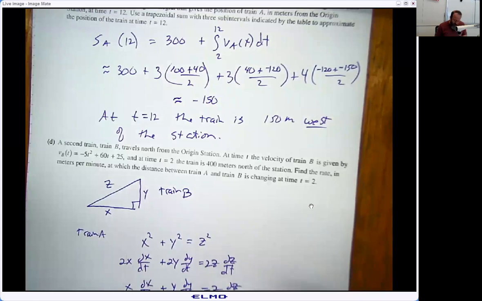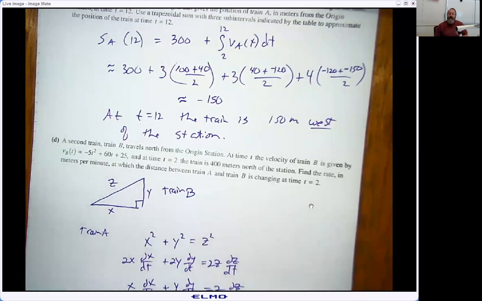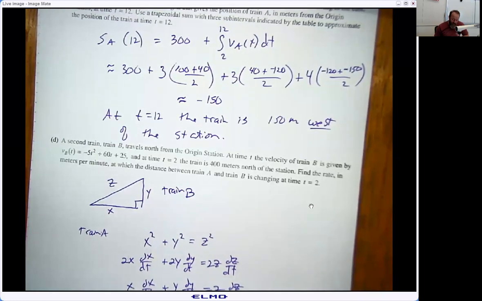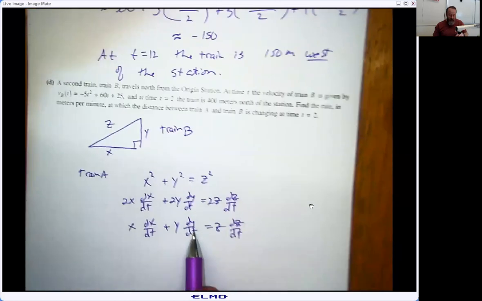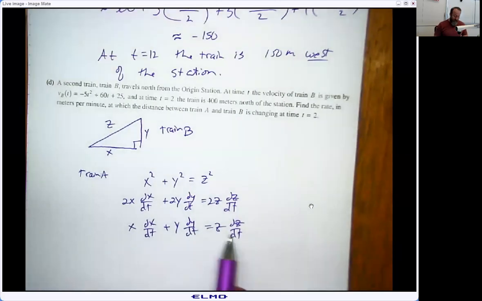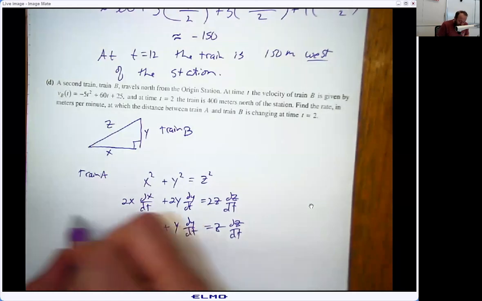So remember, dx/dt would be the rate at which train A is moving at that moment. dy/dt would be the rate at which train B is moving at that moment. And dz/dt would be, again, the distance apart. But we need to know some information there.